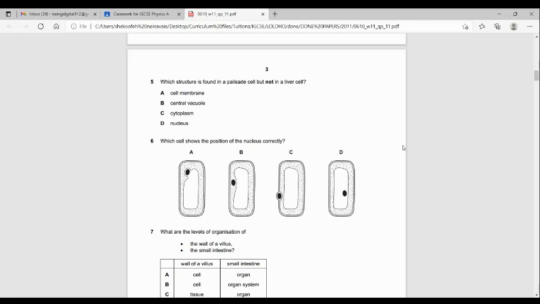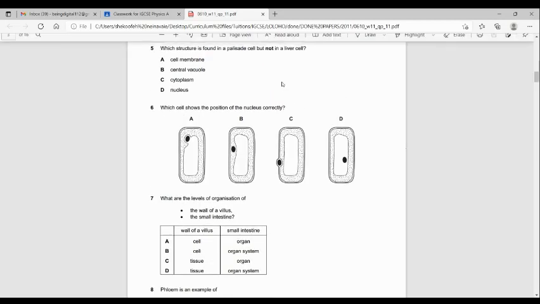Central vacuole, yes. Actually, palisade cells, which are in the plant, have a permanent central vacuole. And I told you, usually animal cells don't have any vacuole, and if they have, it's not permanent. Cytoplasm can be found in both of them, and nucleus can be found in both of them. So the answer is B.